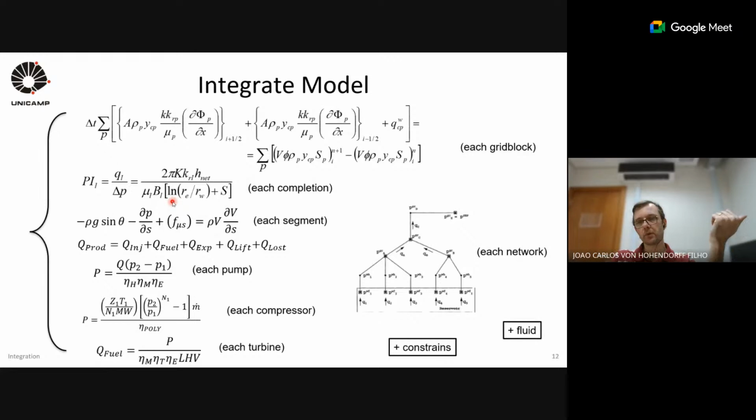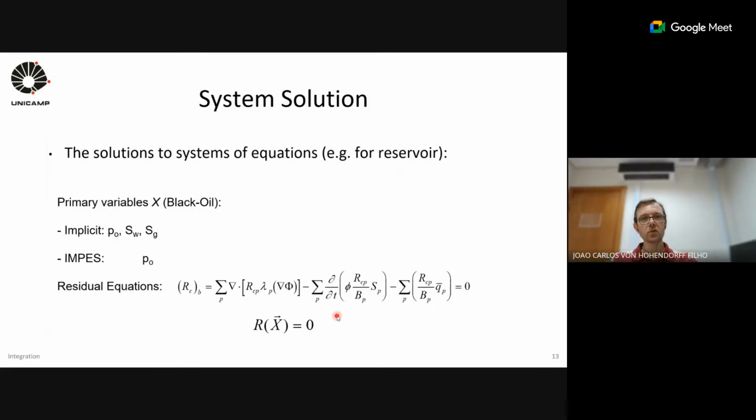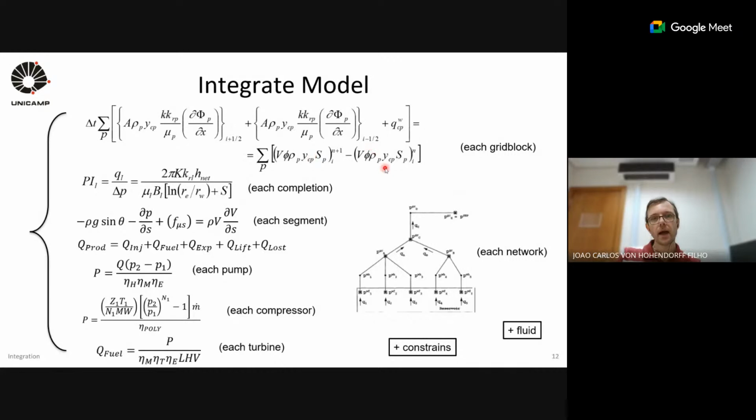But in terms of mathematical approach, that is my integrated model, which includes all models we have studied until now. How to solve it? It's a good question, because I will return here to show you. I have some similar behavior in terms of the kind of equations. Also for the reservoir, we have some derivatives, and for the pipelines, I have some derivatives too.